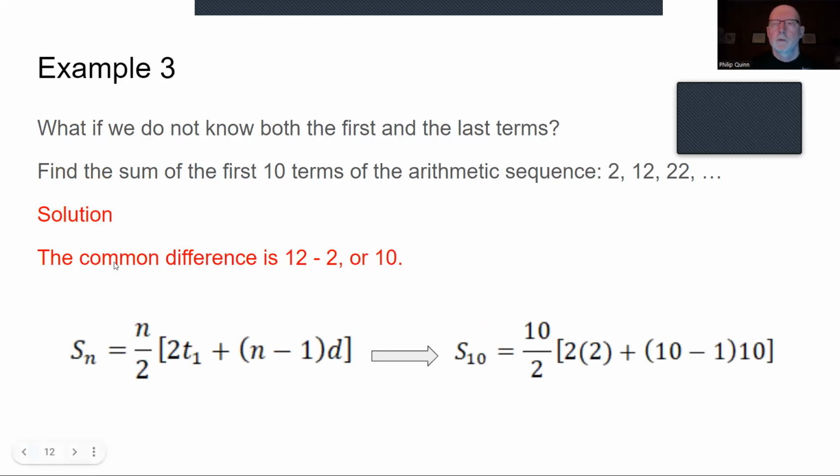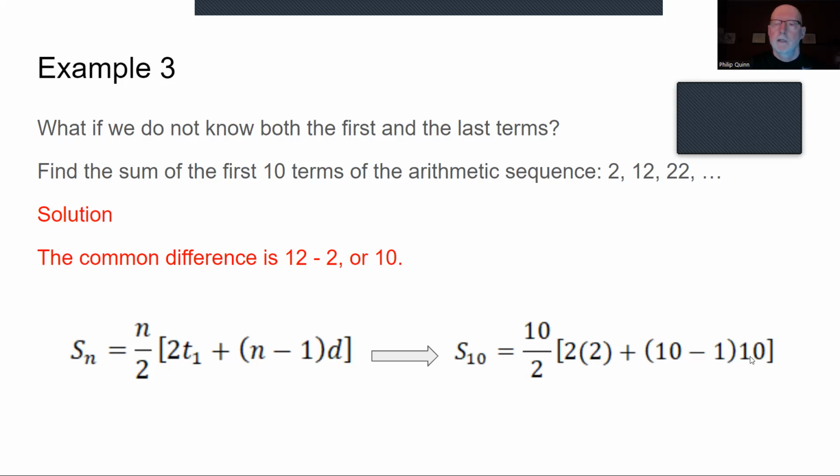Let's find the common difference first, because we need it in the formula. Remember, it's any term subtract the previous term, so 12 minus 2, or 22 minus 12. In either case, we get 10 as our common difference. As you can see, we're adding 10 to each of these numbers. So we've got 10 terms, so sum of 10 terms, n is 10, 10 divided by 2. And we double the first term, whatever the first term is, we have to double it. Formula tells us that. And then n minus 1, 10 minus 1 in this case, multiplied by the common difference of 10.